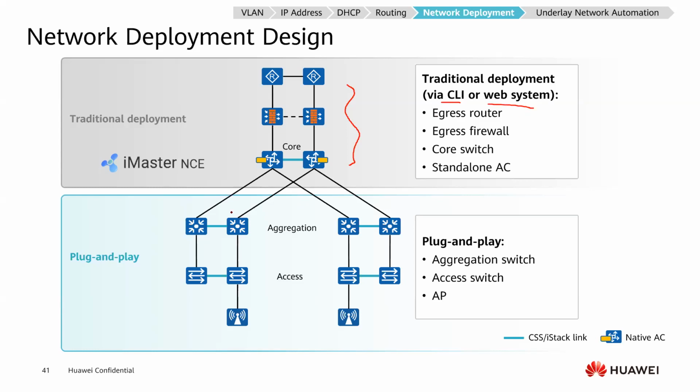However, there are a lot of devices, such as aggregation devices, access devices and APs, deployed at the lower layer of the core layer. For these devices, they have similar and simple service configuration. So for this part, we suggest you use plug and play by the DHCP server of the core. When they get the IP address from the core, they will go through the registration process to the controller, so that the controller will manage all of the devices.